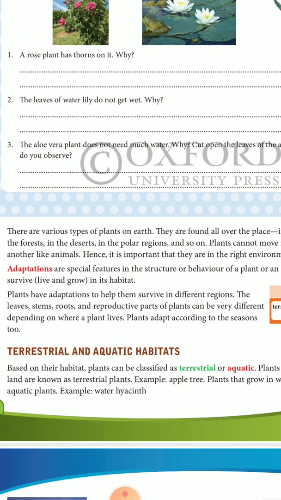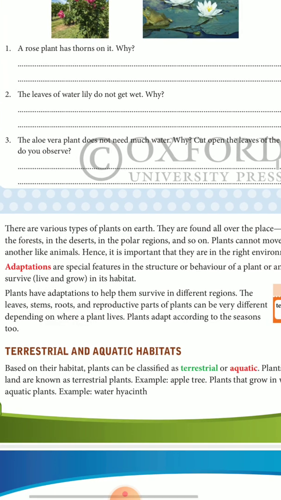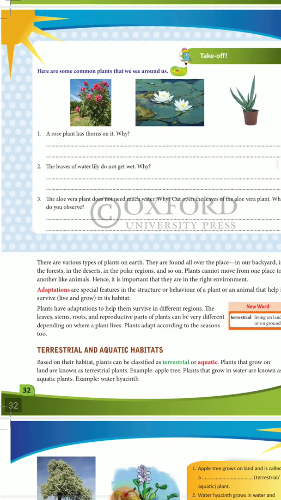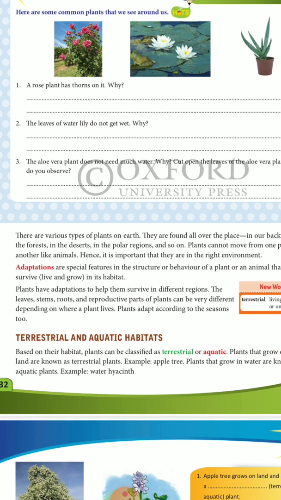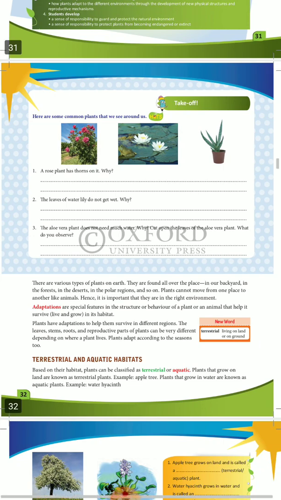Now according to the habitat, the plants are categorized into two parts. First, the terrestrial habitat, and the other is the aquatic habitat. The terrestrial habitat has the plants that grow on the land. For example, there are many trees, mango trees around us. You can see lots of trees. So all the plants that grow on the land are called terrestrial, and the plants that grow in the water are called aquatic. For example, we have the water lily and lotus, all these are aquatic.